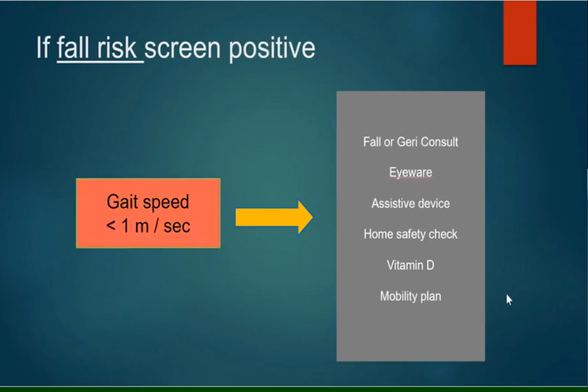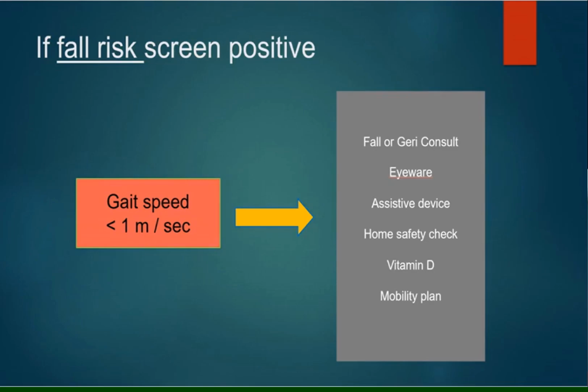And then for the fall risk screen positive, as we see in the red here, less than 1 meter per second for gait speed, or a positive Sharpened Romberg test, preferentially we'd like to refer them to a fall or geriatric consultation. Same thing with them is to change out their eyewear. Consider the application or revision of an assistive device.